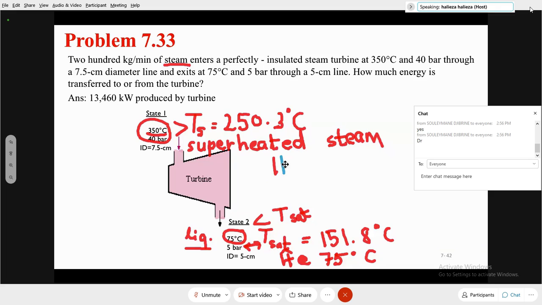So what's the enthalpy of this superheated steam? Since we are already looking at the steam table now, what value do you have at 350? I need to get 3095. Muhammad Faisal, you're looking at 350 at 40 bar. What's the value just now? 3095. Okay. 350 at 40 bar, 3095.